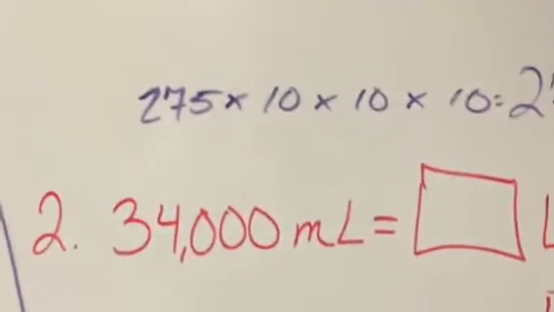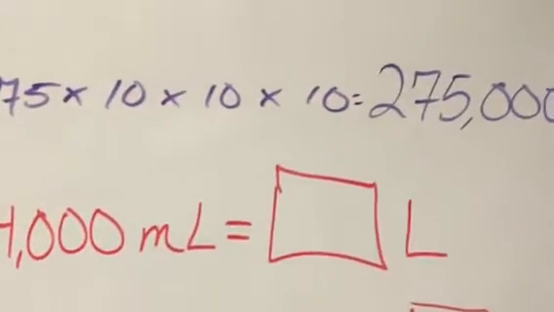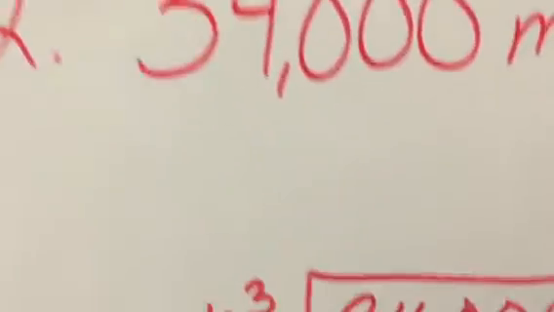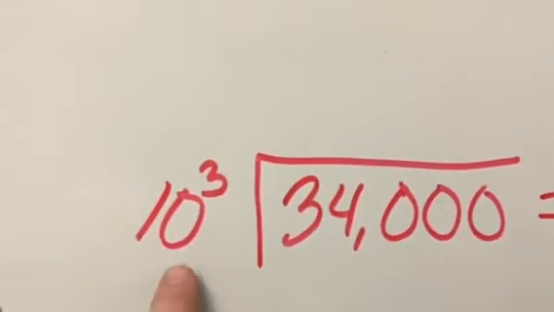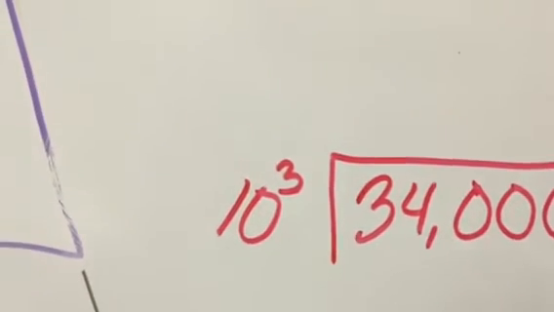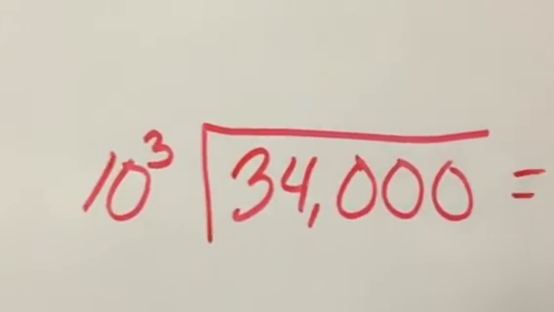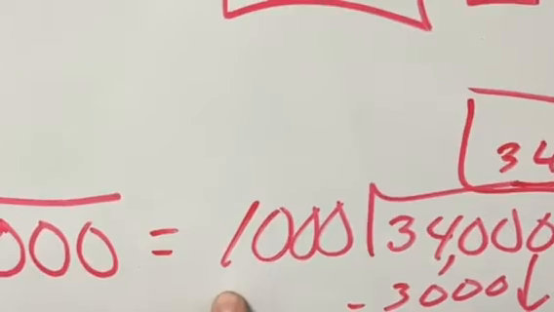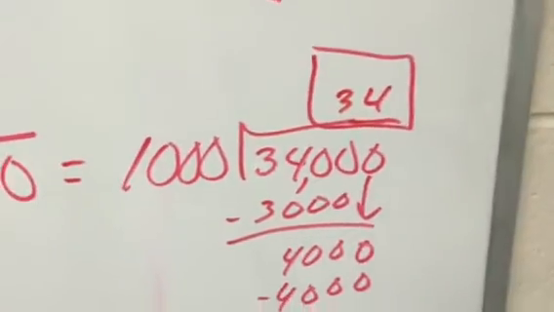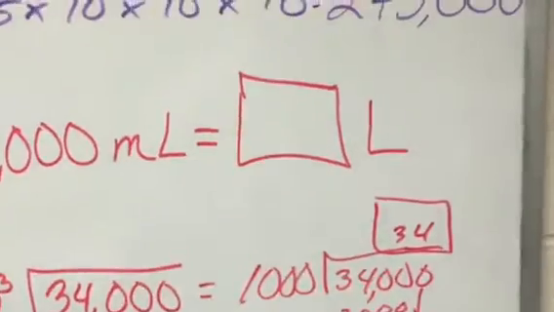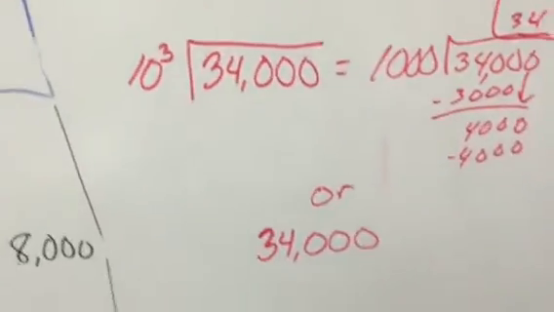Let's look at number 2. 34,000 milliliters equals how many liters? Well, I take my number of milliliters and I divide it by 10 to the third power. I do 10 to the third power because there are 3 steps between milliliters and liters. So 10 to the third power is the same thing as taking 34,000 and dividing it by 1,000. And when I do that, I get an answer of 34. So 34,000 milliliters equals 34 liters.